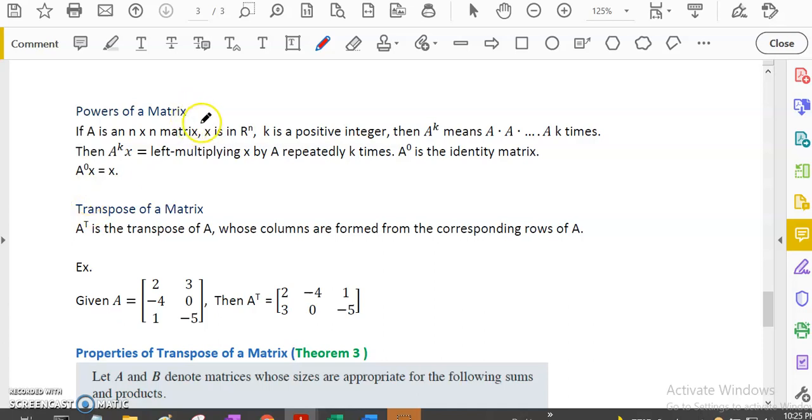First, power of a matrix means repeated multiplication of the same matrix a certain number of times. So A to the power k means A multiplied k times. So it's just like numbers.